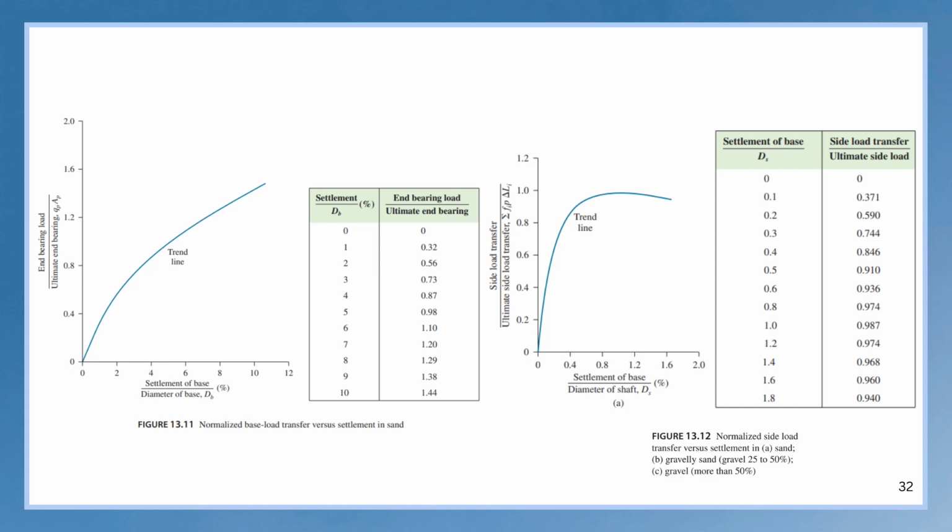Similar to base resistance, the side resistance increases as settlement increases. However, it reaches a maximum value and may stabilize or slightly decrease depending on soil conditions. This helps us determine how much shaft resistance is mobilized at different settlement levels.